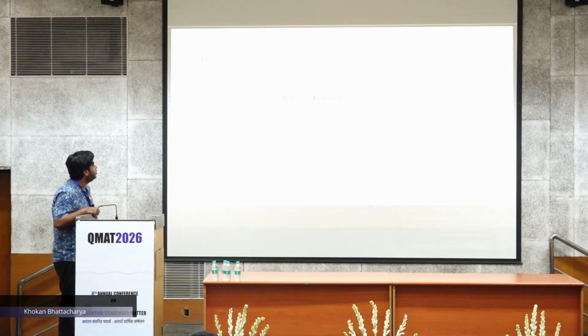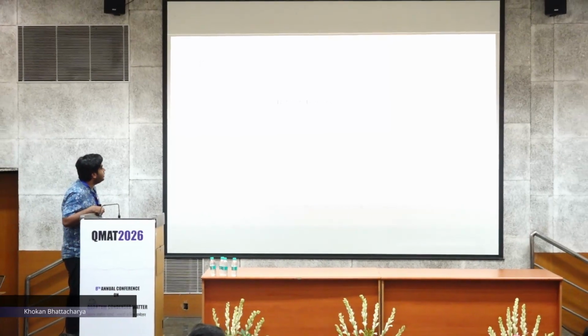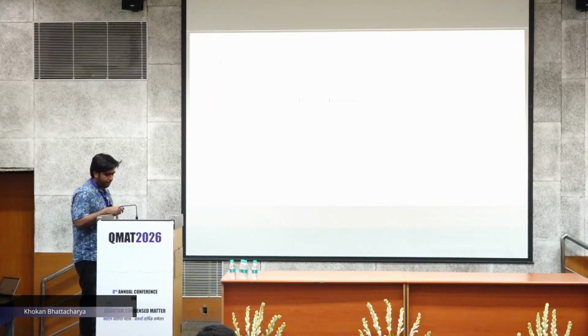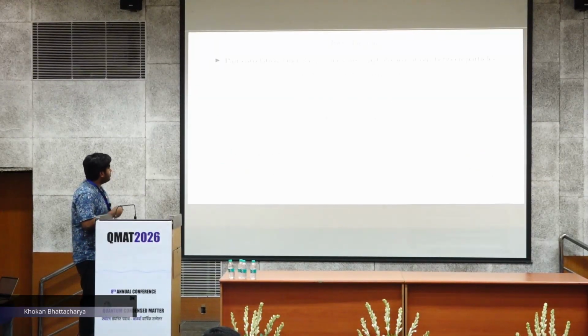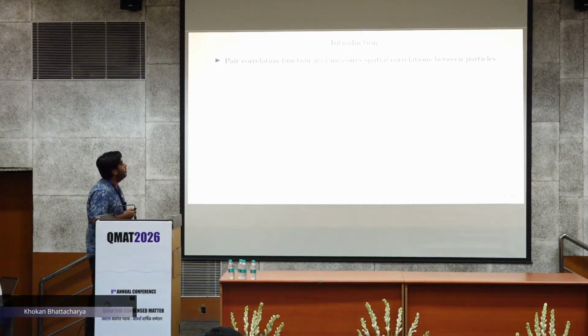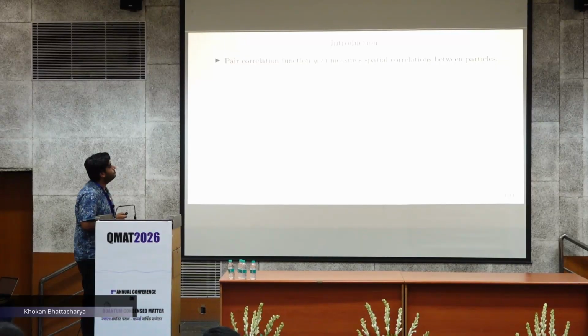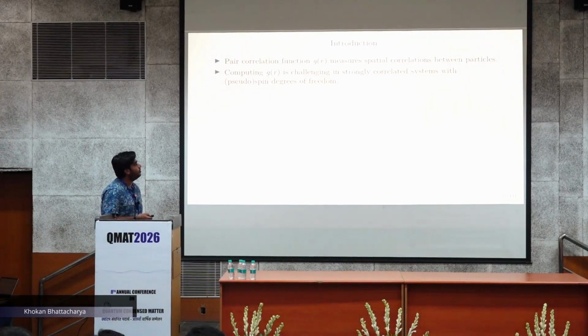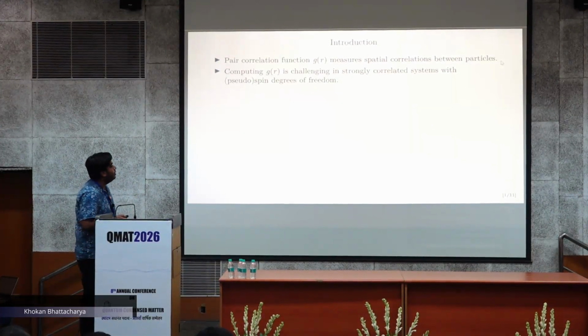So I'm going to talk about our recent work on the relations between density-density correlators of states in the maximal spin multiplet. This work is done with Ajit Balram. I would also like to acknowledge the funding agency ANRF and IMSC for all the computing support. As you know, the pair correlation g(r) measures spatial correlation between particles. But computing g(r) becomes challenging when you're in a strongly correlated setup.